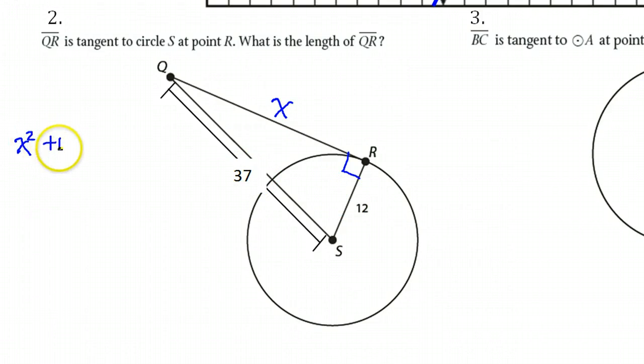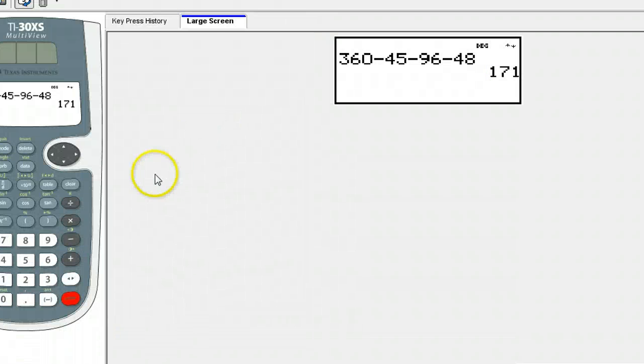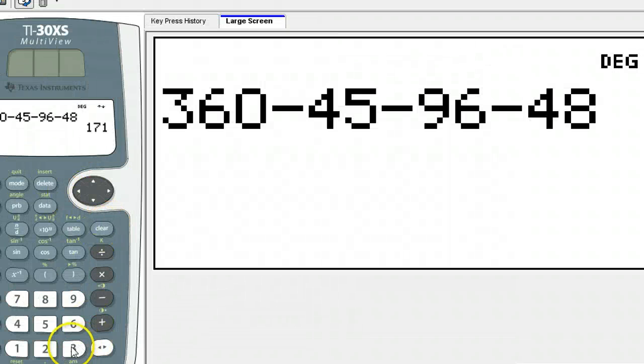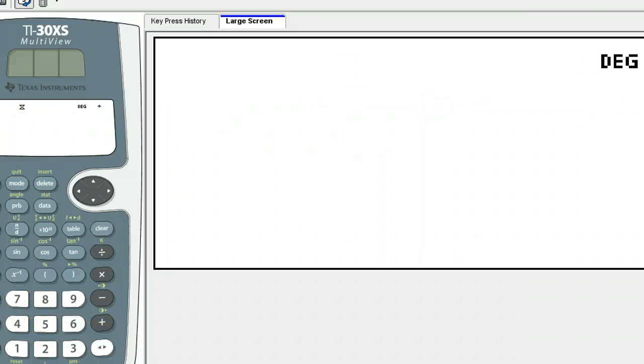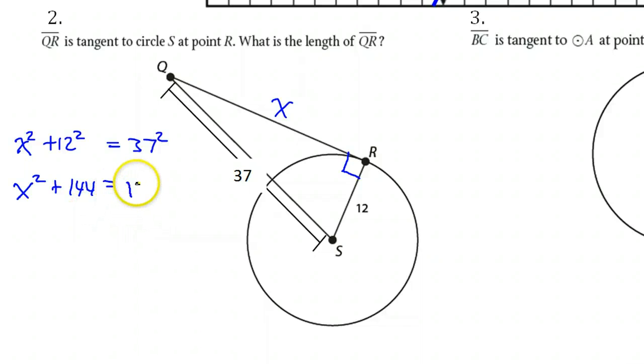x squared plus 12 squared is equal to 37 squared. That's x squared plus 144 is equal to 37 squared, which is 1,369. Subtract 144 from both sides.